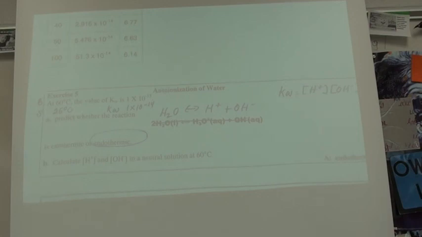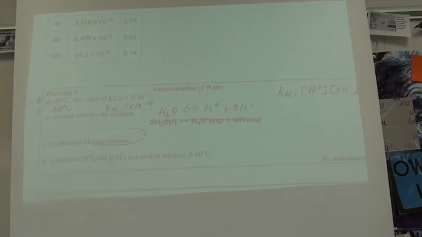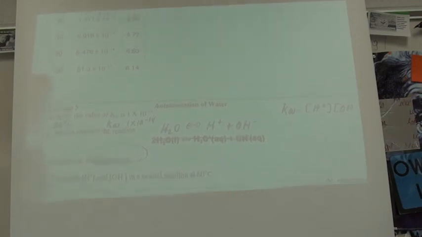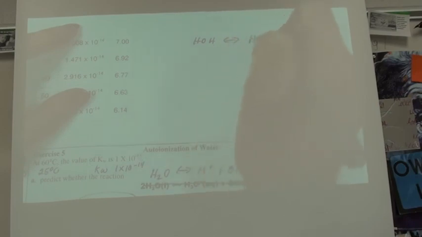All right, now it says calculate the H plus and OH minus concentration in a neutral solution at 60 degrees C. Okay. I'm going to use this space up here. This would be a RICE kind of thing, wouldn't it? Water does this.